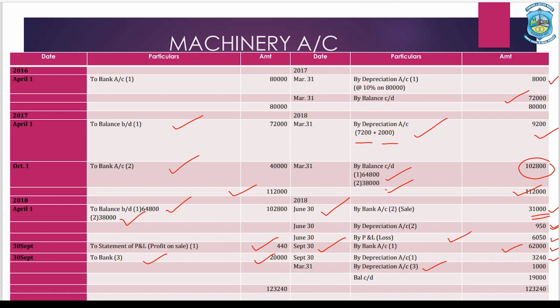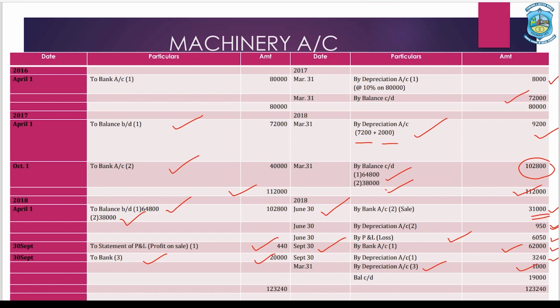So machine 3 rate of depreciation is 10%. We are utilizing this machine for complete 6 months. So 20,000 multiplied by 10% multiplied by 6 upon 12, the amount of depreciation is coming rupees 1,000.